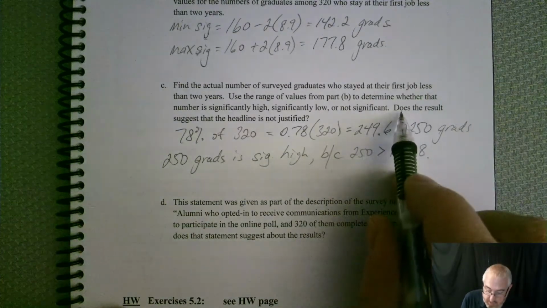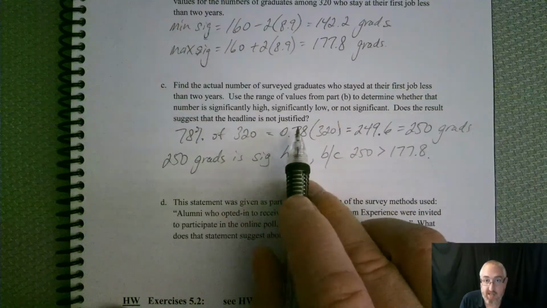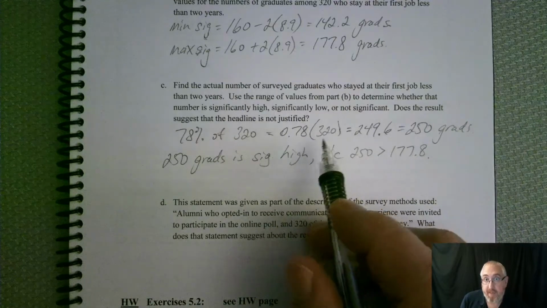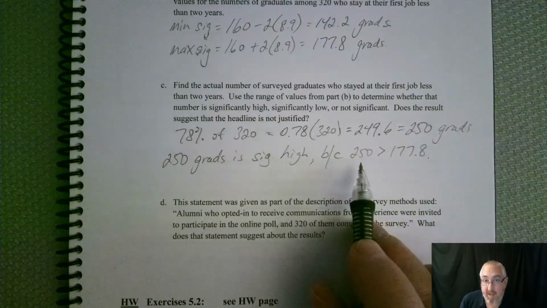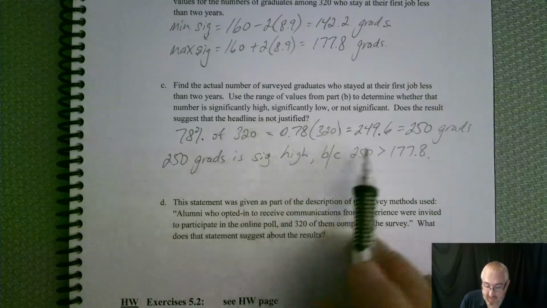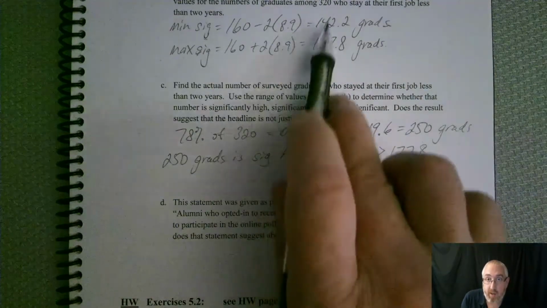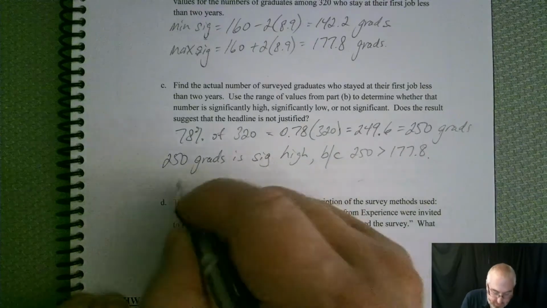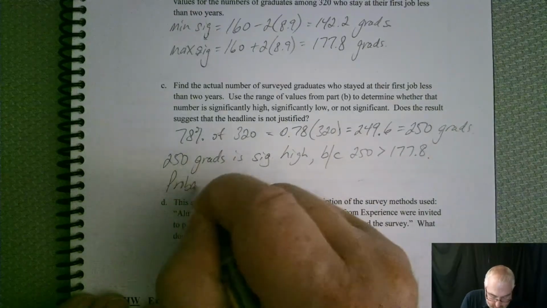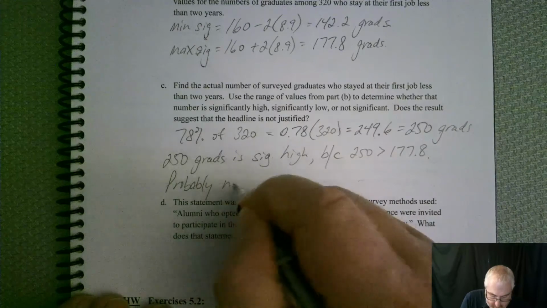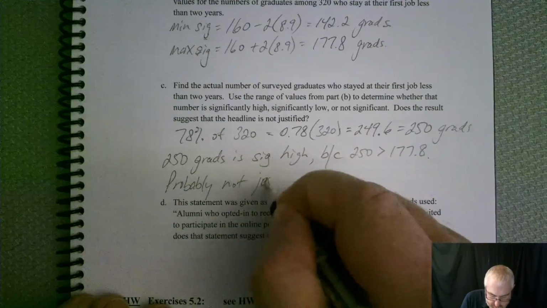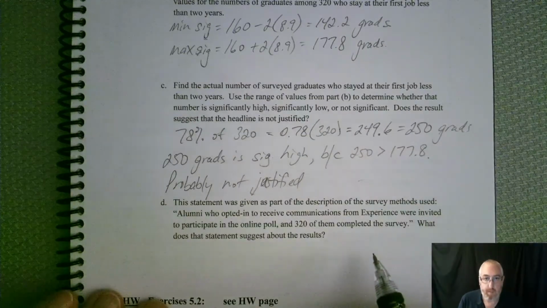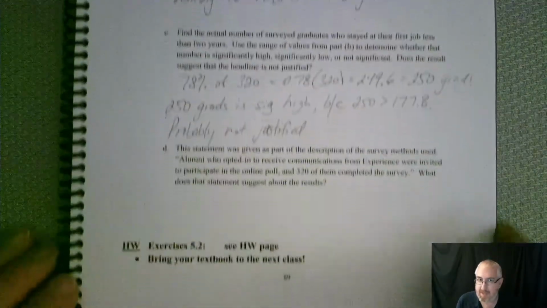And now the final question says, does the result suggest that the headline is not justified? Well, what do you think? Because this is an abnormality, we would typically not see that many. We would typically see somewhere between here and here, and there's probably something fishy going on. So probably not justified. So let's see what the last part says.